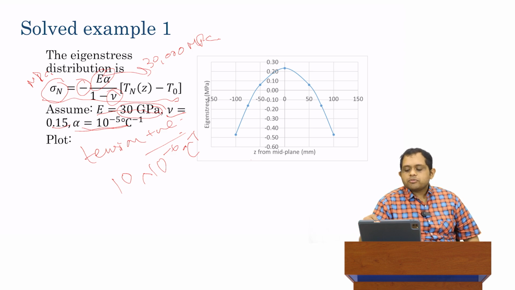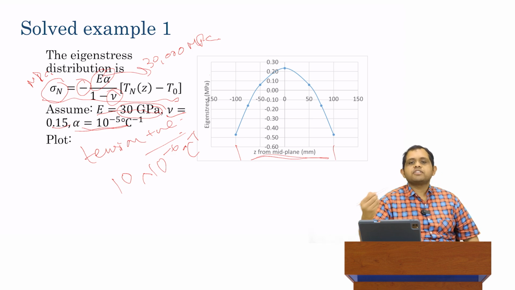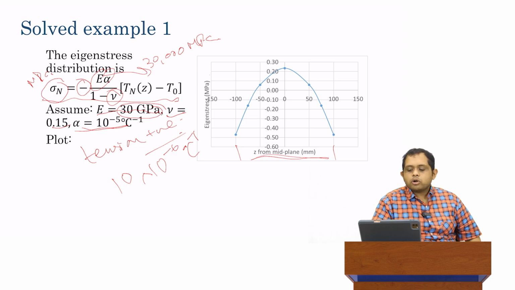So if we do that, what I've plotted over here is, along the x-axis, again, z, the z coordinate, which is on the midplane. So it goes from minus 100 to plus 100. That's from the surface to the interface with the base layer. And z equal to 0 is the neutral axis. And then I've plotted the eigenstresses in this diagram.